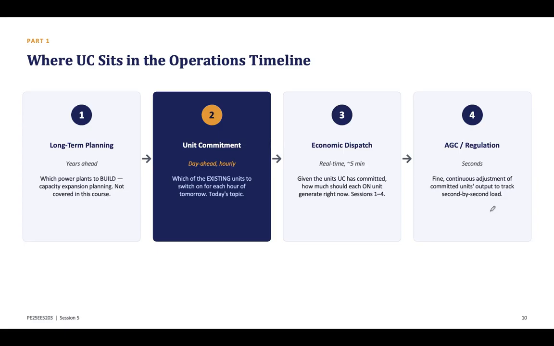See, the boundaries between these layers are not perfectly rigid in real control rooms. Day-ahead UC is repeatedly updated as forecasts change. Intraday commitment may revise earlier decisions, and real-time dispatch may operate over rolling intervals. Nevertheless, the hierarchy remains useful because it identifies the dominant decision at each time scale.